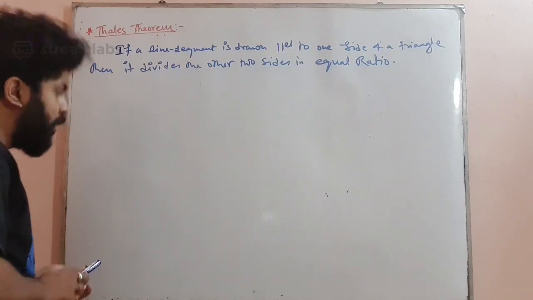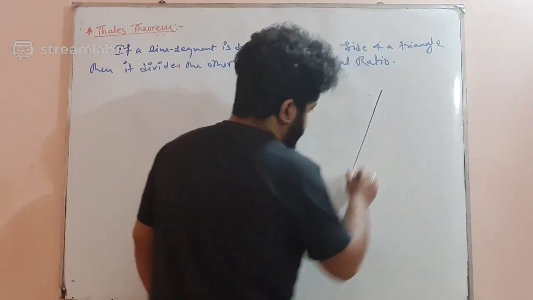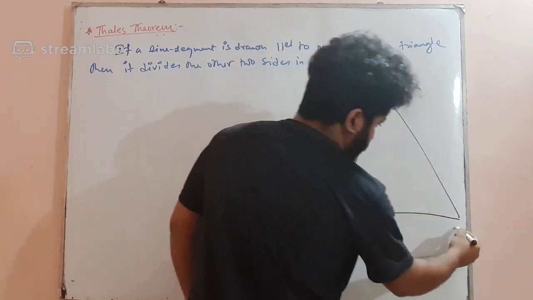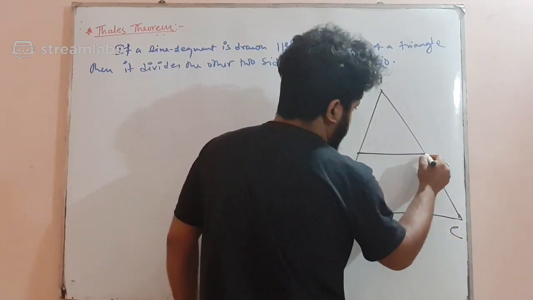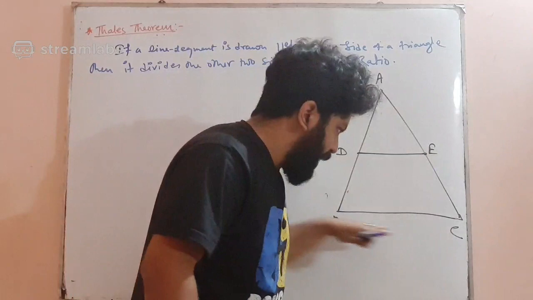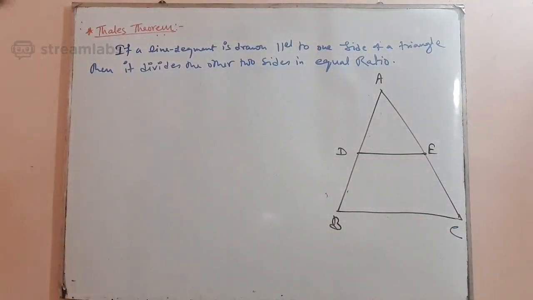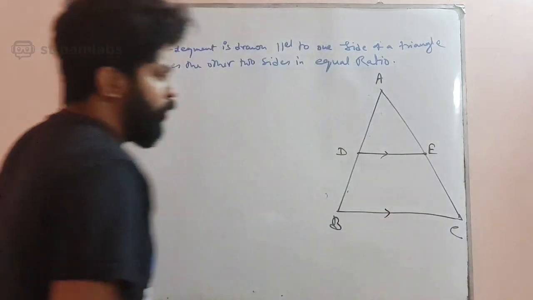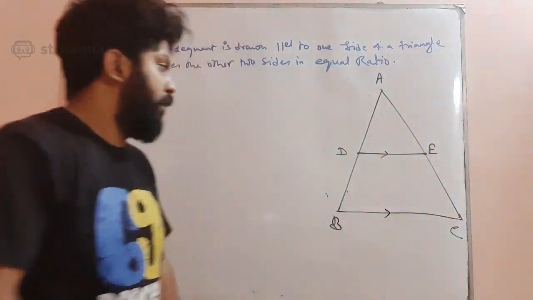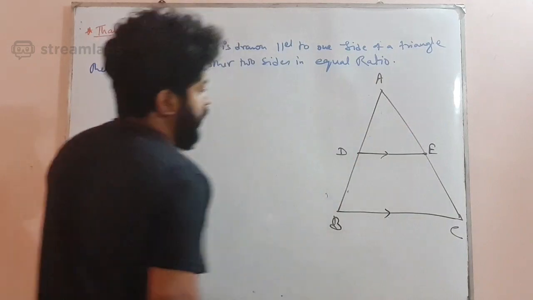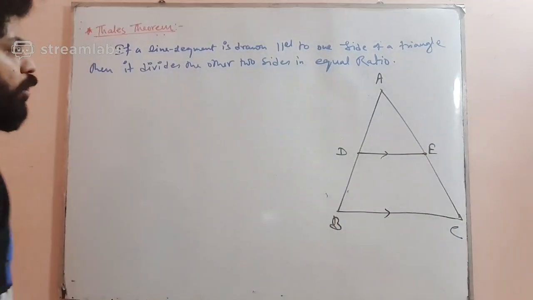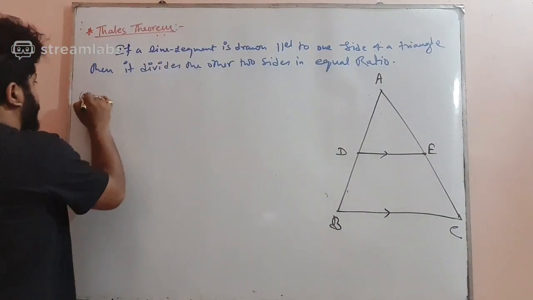So that means what are they stating? They are stating that if there is a triangle, suppose triangle ABC, and if there is a line segment DE which is drawn parallel to BC, then it will divide the other two sides in equal ratio. That means AD by DB must be equal to AE by EC.